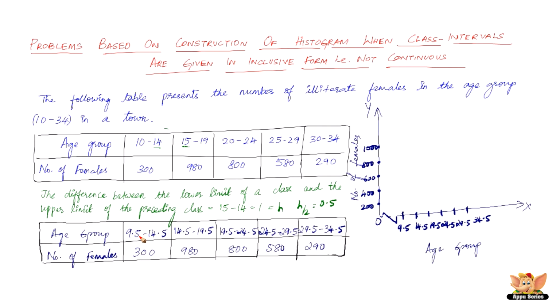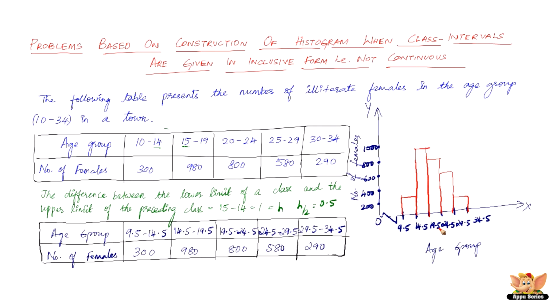The first one, 9.5 to 14.5, corresponds to 300. So it's exactly halfway between 200 and 400. So here we go. The second one corresponds to 980, the highest. So it's going to be a little less than 1000. This is 980. And between 19.5 to 24.5, we've got 800, which corresponds to this. And between 24.5 to 29.5, we have 580, just below 600, and corresponds to this one. And 29.5 to 34.5, the last one, is 290. It's going to be right in the middle, just less than 300. So it's going to be something like this.